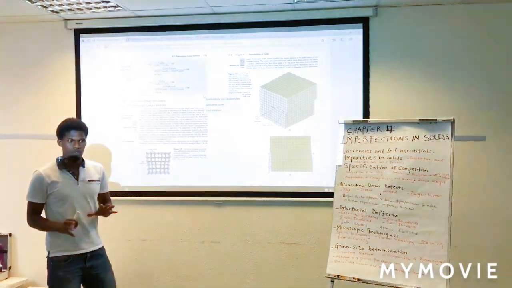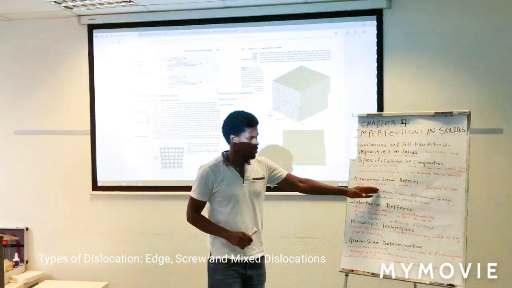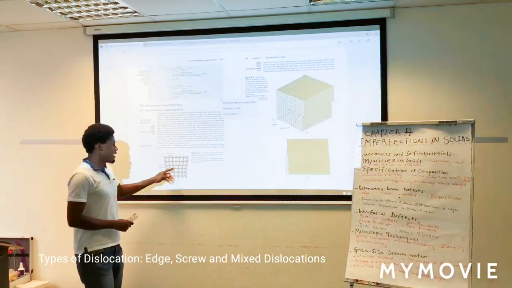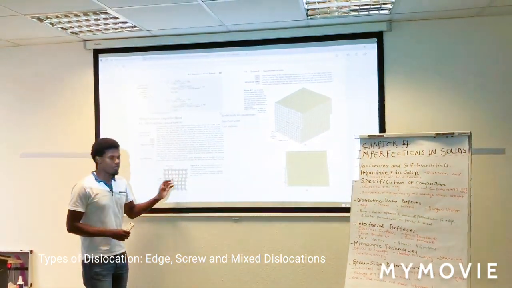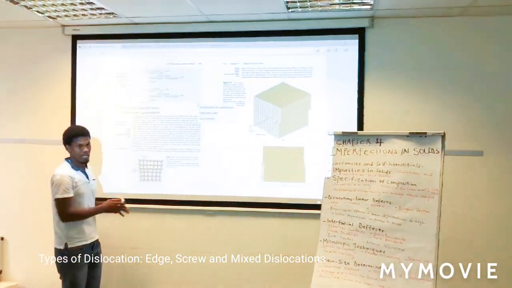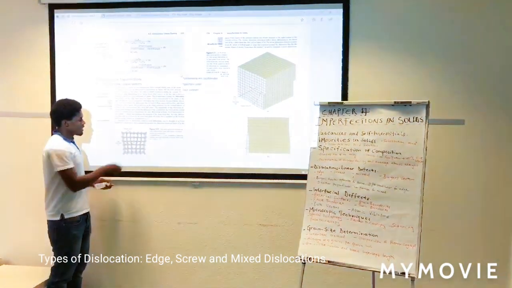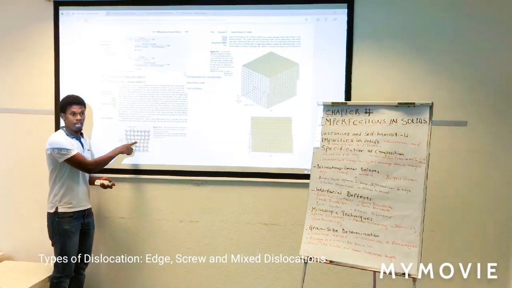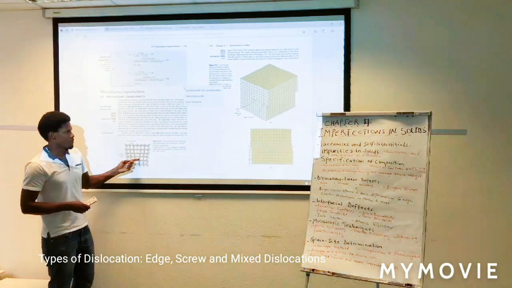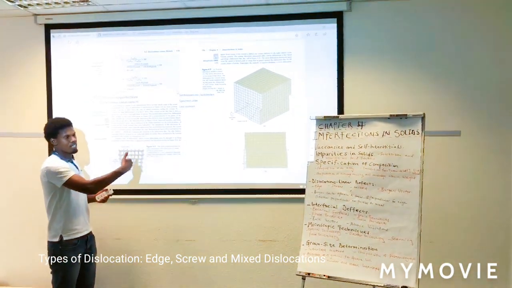We have three types of dislocations: edge dislocations, screw dislocations, and mixed dislocations. When we talk about edge dislocation, you can see here the atomic structure, the atoms, and a linear dislocation at the center of the crystal structure. When there is a dislocation at the center, we say there is a linear or edge dislocation. But this dislocation tends to move from one stage to the next.